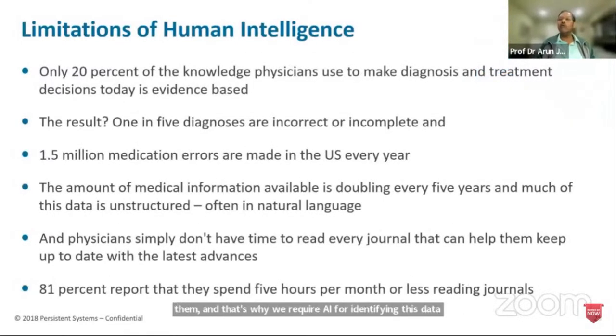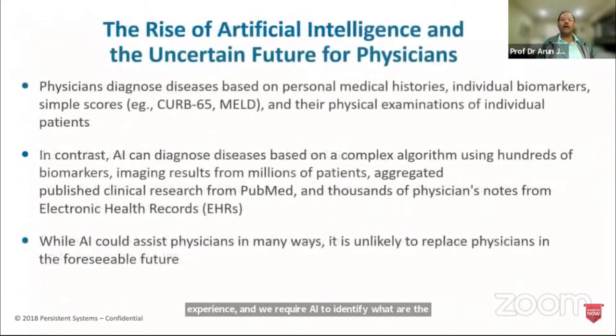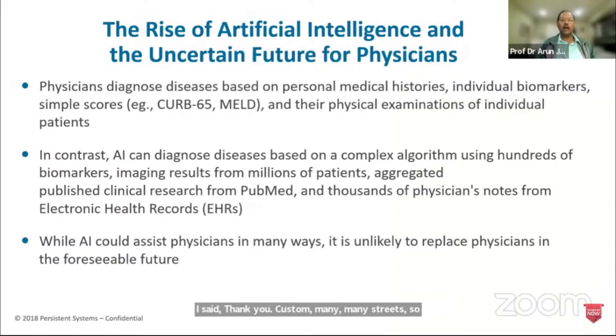And then we have a limitation for human use, that medical errors are occurring and the amount of information available is doubling every 5 years. And I think that whole thing comes to the experience, and we require AI to identify what developments are taking place and to find out how we can use them. And then a physician can diagnose based on personal medical histories. So there is a vast difference between how a human mind can diagnose and how AI can diagnose. AI can diagnose diseases based on complex algorithms using hundreds of biomarkers, aging individuals, millions of patients, and aggregated clinical data. So I think you can't just compete. And that's why AI might be helping. At the same time, AI could assist a physician in many ways, but is unlikely to replace.